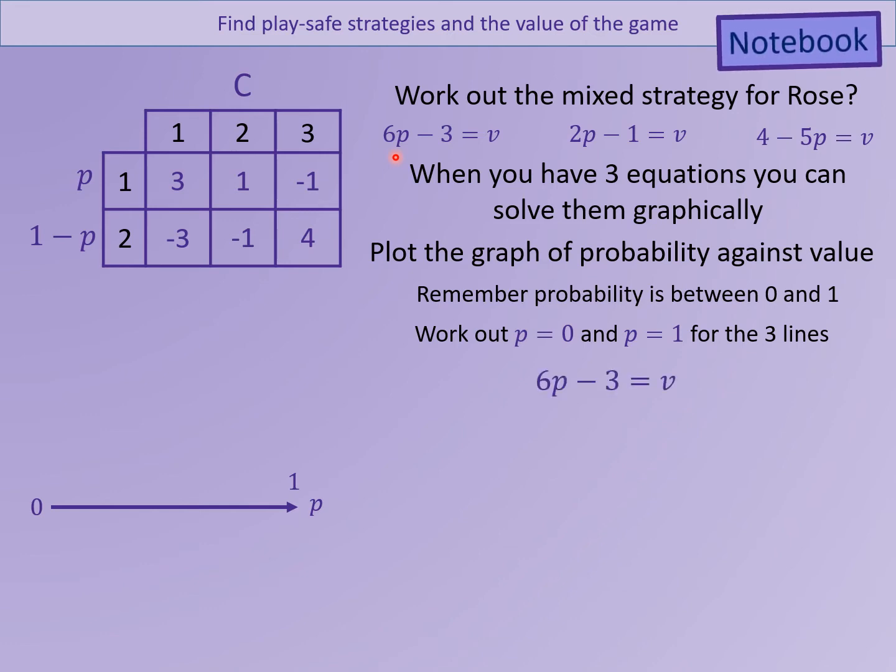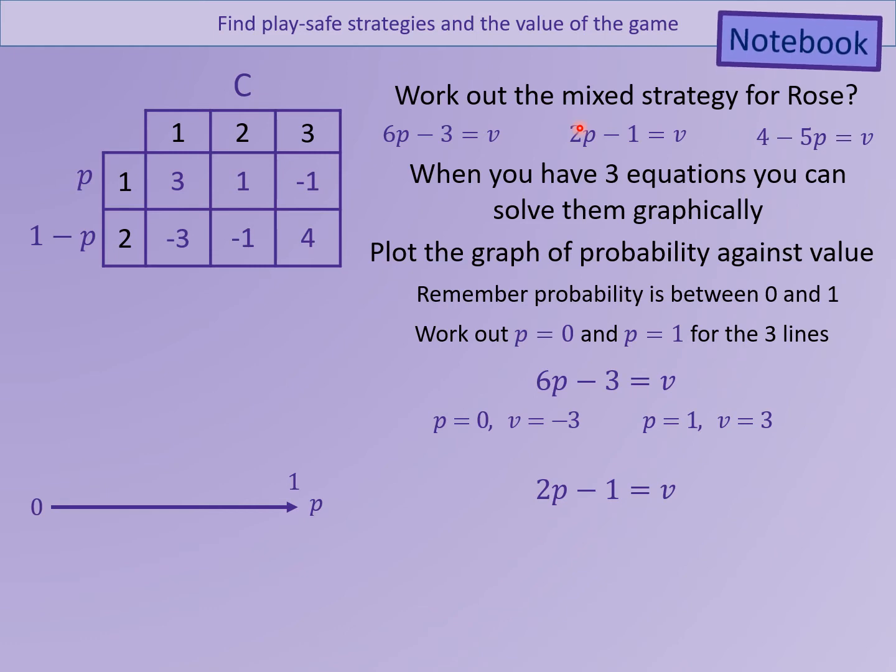So, starting with the first equation, 6P minus 3 equals V. We're going to be plotting this, remembering that V is going to be the vertical axis. When P is equal to 0 here, V equals minus 3. So that tells us that 0, minus 3 will be a point on that first line. When P is equal to 1 in this equation, then we end up with 6 times 1, take away 3, so V is equal to 3. So the point 1, 3 is also going to be a point on here.